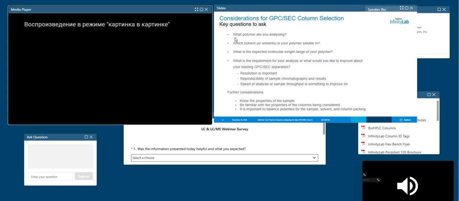Is resolution important? Reproducibility of the sample, chromatography and results? Is the speed of analysis or sample throughput something you'd like to improve on? Some further considerations: it's important to know the properties of the sample and be familiar with the properties of the columns that are being considered. And it is also important to balance polarities of the sample, solvent, and the column packing.